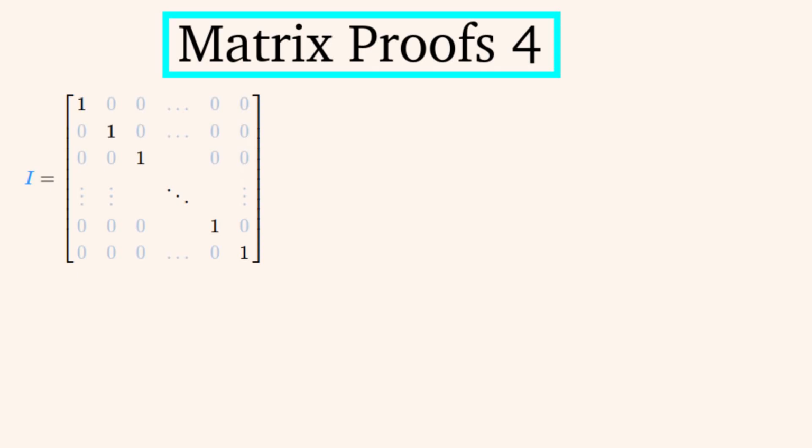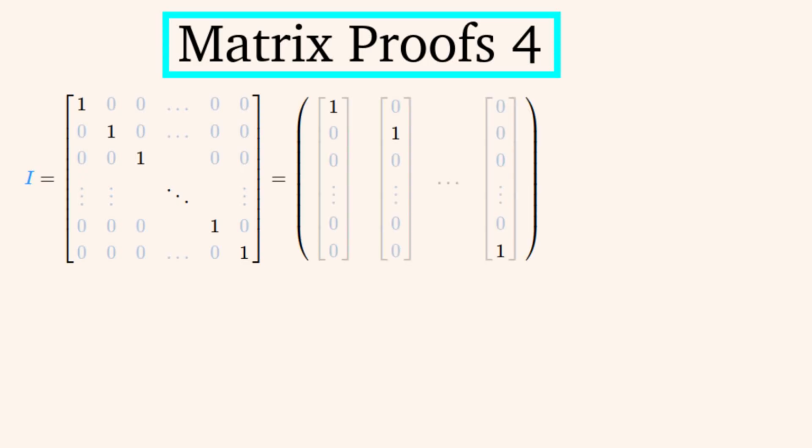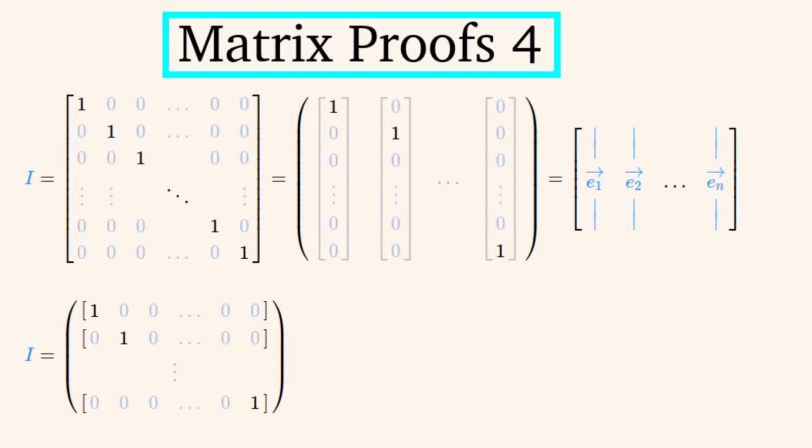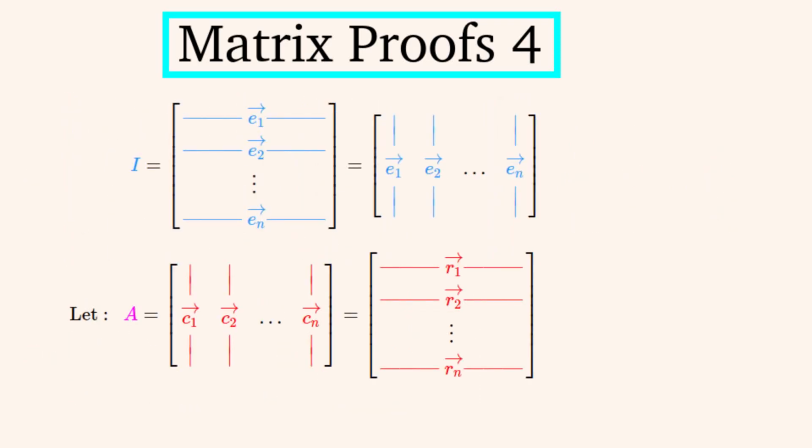We'll write out the identity matrix like this, as an identity matrix that can be of any size. We can write it out as separate column vectors like this. So these column vectors are standard basis vectors, and we can write it out like this as a collection of standard basis vectors. We can collect the rows together like this. So then we can write the identity matrix like this as a collection of standard basis row vectors. And we can write out the matrix A as a collection of row and column vectors where R stands for row and C stands for column.